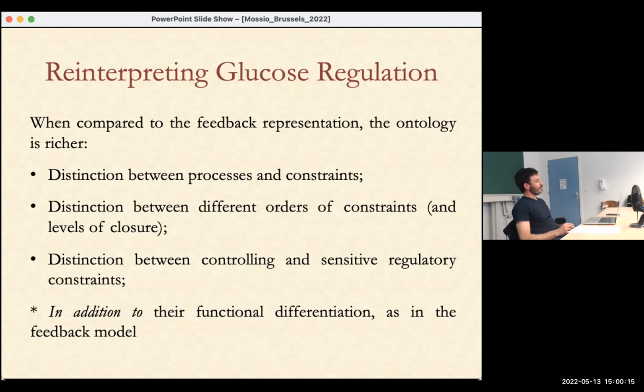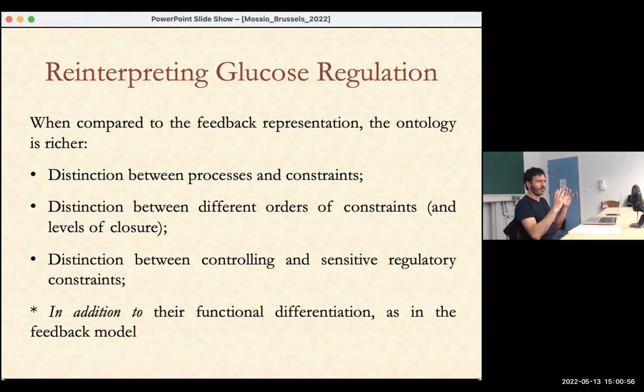So now let's examine this. When compared to the standard representation, it seems fair to say the ontology is richer, because the model builds on a distinction between processes and constraints, which is a theoretical distinction within the theory. There is a distinction between different orders of constraints, and also between levels of closure, because we can have different levels, unicellular, multicellular, within which you can have different orders of regulations. So that makes the hierarchy very complex.